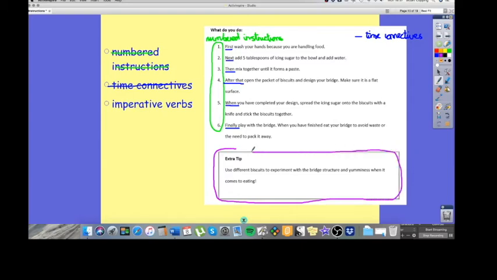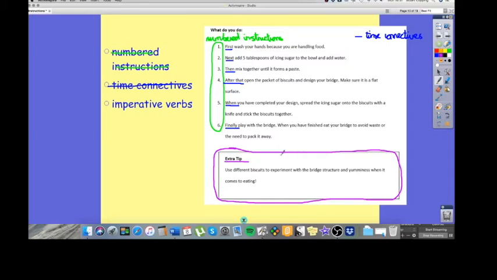Now it wasn't mentioned before. I'm not going to label it because it's already got extra tip written there with its own subtitle. Use different biscuits to experiment with the bridge structure and yumminess when it comes to eating. So this is a little bit like a fact box for our non-chronological reports. It's something a bit extra.